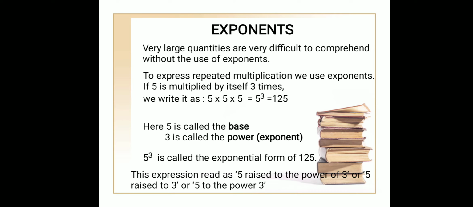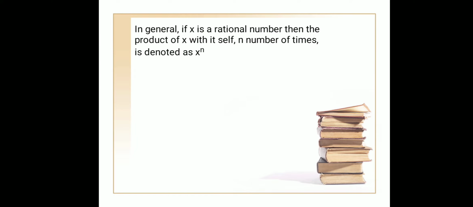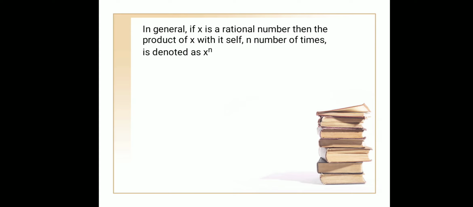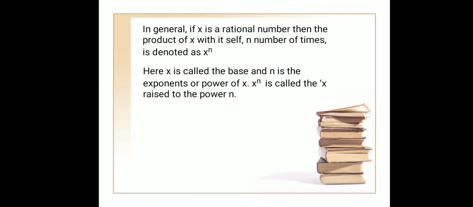This expression is read as 5 raised to the power of 3, or 5 raised to the power 3, or 5 to the power of 3. In general, if x is a rational number, then the product of x with itself n number of times is denoted as x raised to the power of n. Here x is called the base and n is the exponent or power of x, and x raised to n is read as x raised to the power of n, or simply x raised to power n.